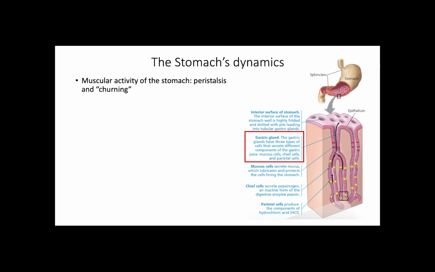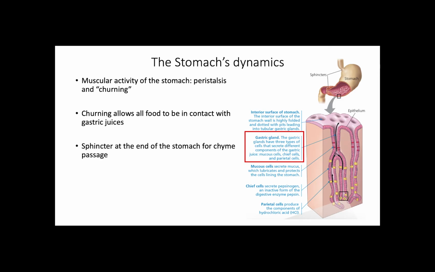The muscular activity of the stomach, both by peristalsis and churning, allow all food to be in contact with gastric juices. Once gastric juices complete food digestion and all of food is converted into chyme, one sphincter located at the end of the stomach will control the passage of chyme, allowing only one squirt at a time. The top sphincter, located between the stomach and the esophagus, may allow upward movement of chyme when the esophagus is irritated. This is what we know as heartburn, a process of acid reflux.